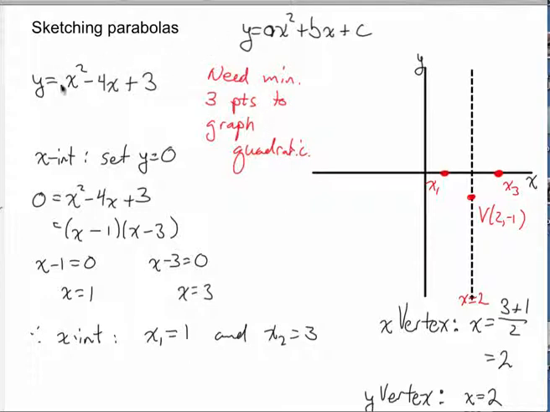Now, just because I have the piece of information, if I wanted to also add this in just to make my graph a little more accurate, I know that the y-intercept in this case is 3. So 1, 2, 3. And now I have nice points to draw my parabola through. And I'm done.